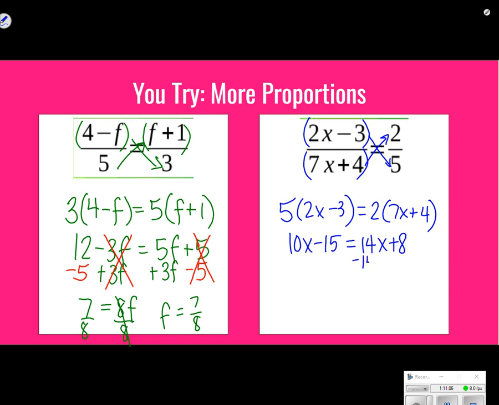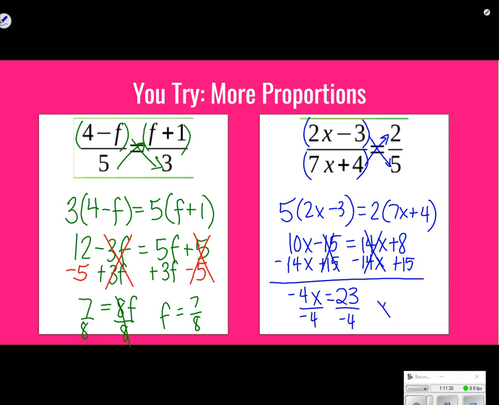Then I'm going to move this over. That takes care of that one. And I'm going to add 15. I'm doing that kind of combining steps, but not. Again, it's saving space. 10 minus 14 is negative 4. 8 plus 15 is 23. I'm not going to be able to reduce that, so I'm going to leave it as negative 23/4. Hopefully you are getting better with your improper fractions.